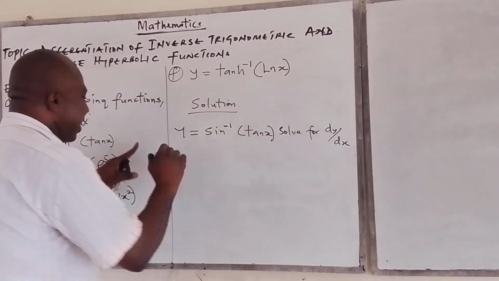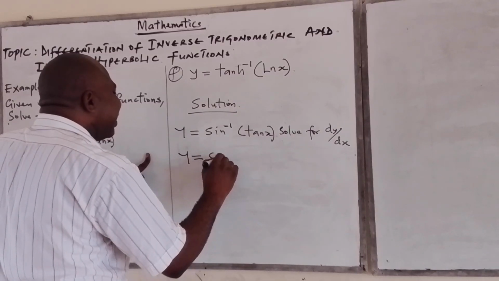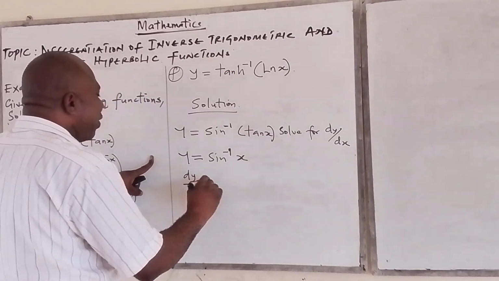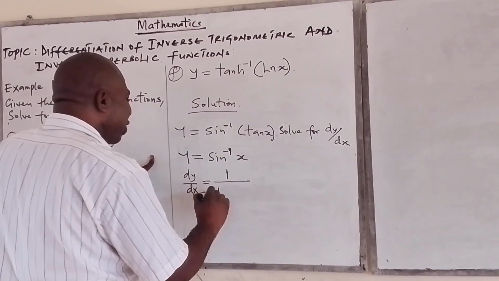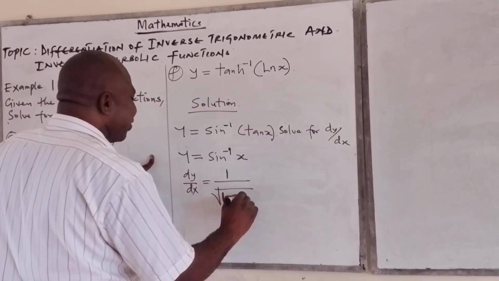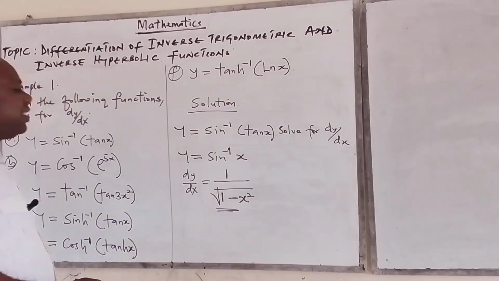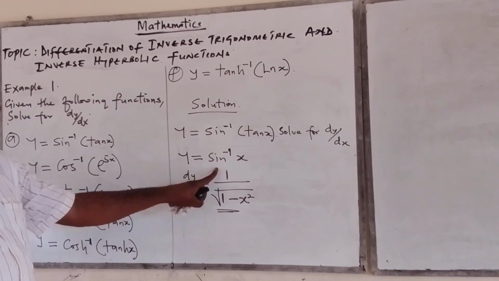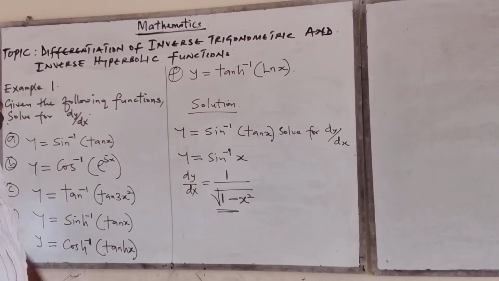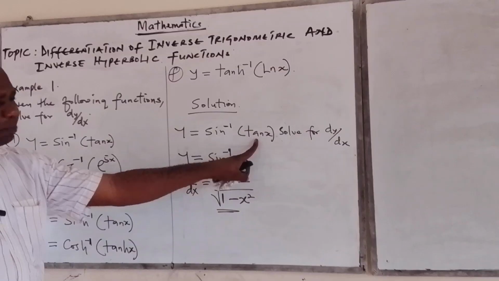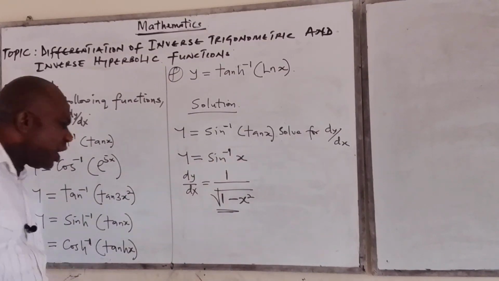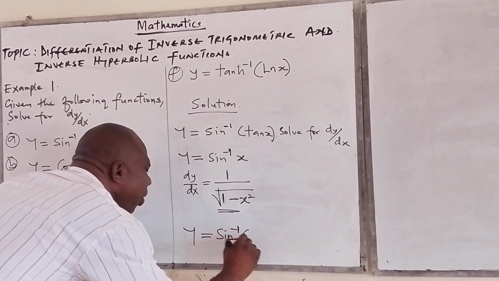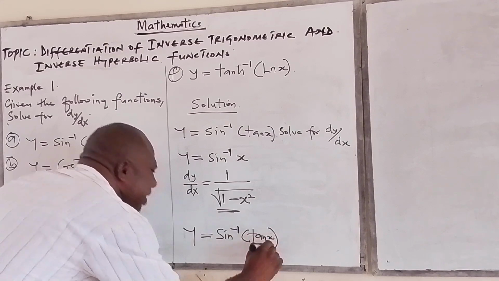Now, we all know from our last class that if y is equal to the sine inverse of x, then dy over dx is 1 over the square root of 1 minus x squared. This is the standard derivative of the sine inverse of x. But in this case, we have a function here, yes, replacing the position of x. Here we have y is equal to sine inverse of tan x.